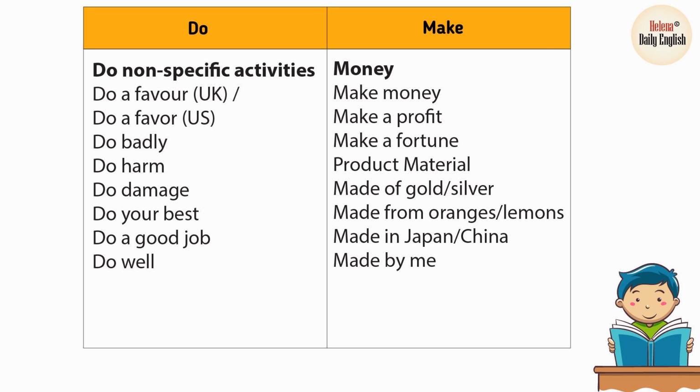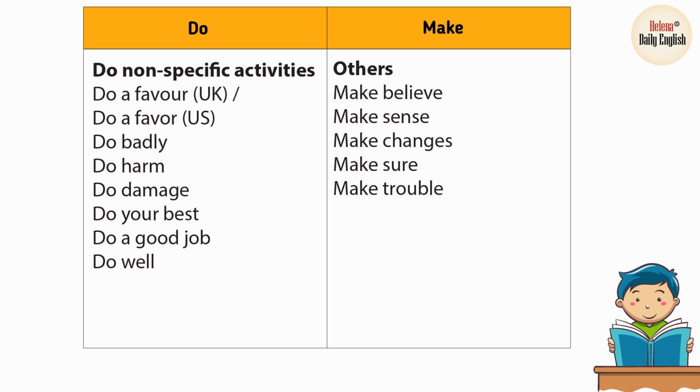Money. Make money. Make a profit. Make a fortune. Product material. Made of gold, silver. Made from oranges, lemons. Made in Japan or China. Made by me. Others. Make believe. Make sense. Make changes. Make sure. Make trouble.